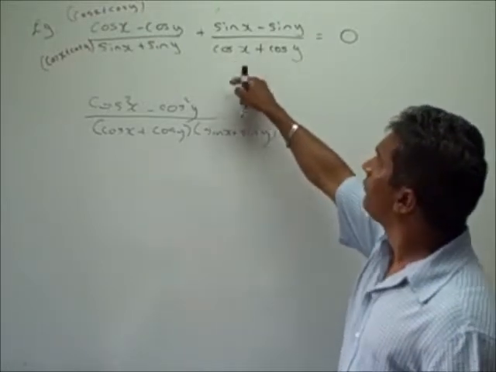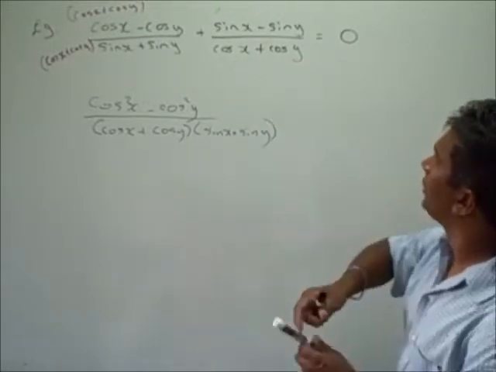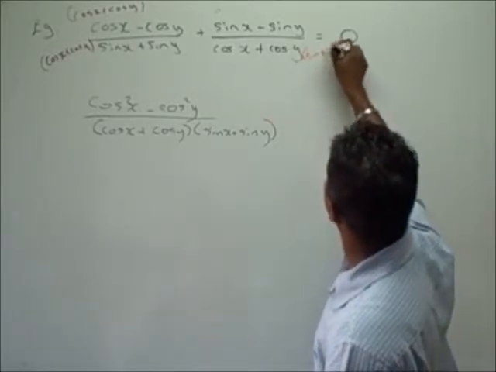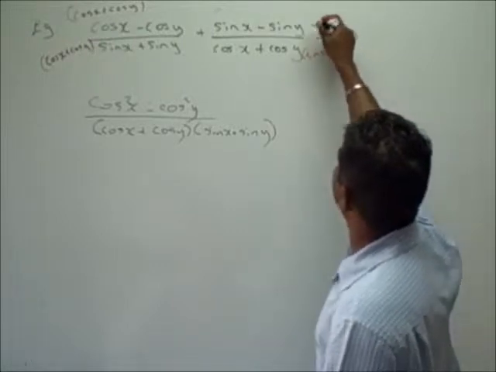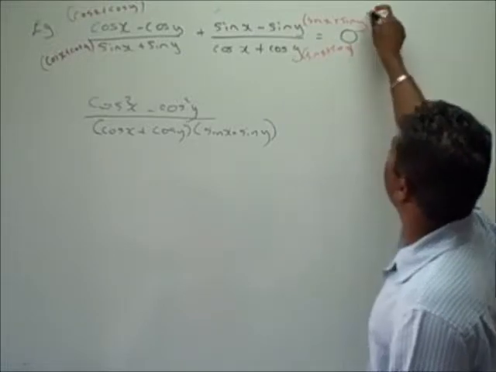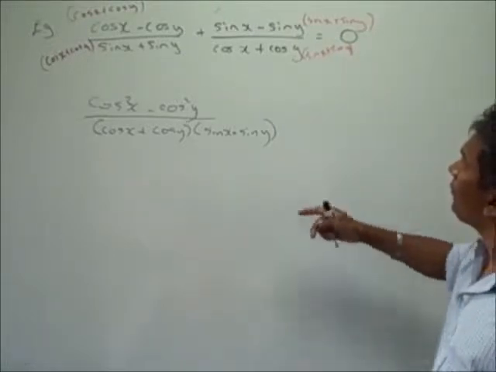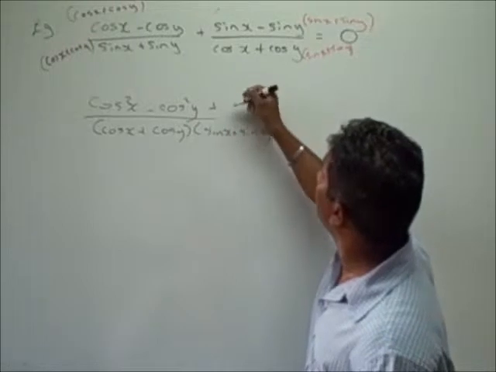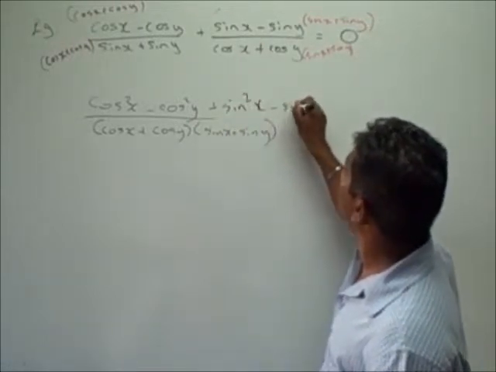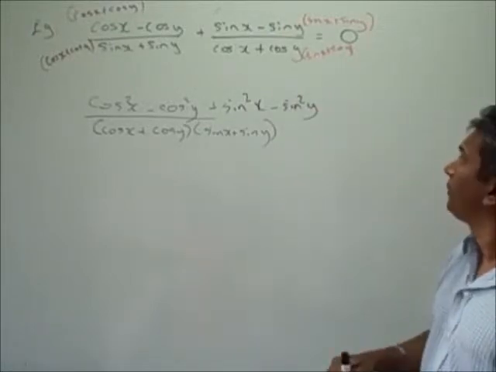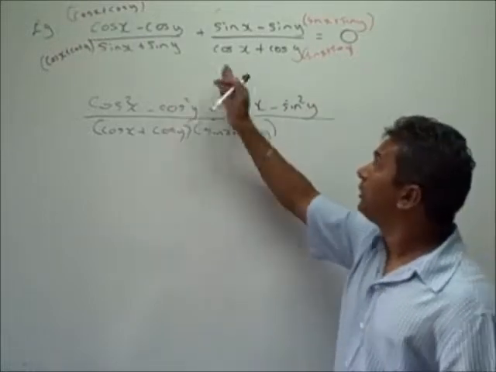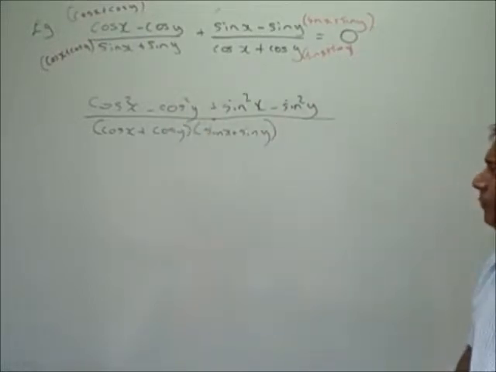Here, we're going to have to multiply this one by sine x plus sine y. So we'll multiply this by sine x plus sine y. So this will now give us plus sine squared x minus sine squared y. And since our denominator is the same, we can go ahead and combine both of these over our LCD.